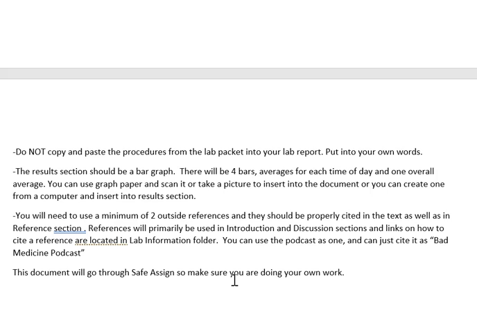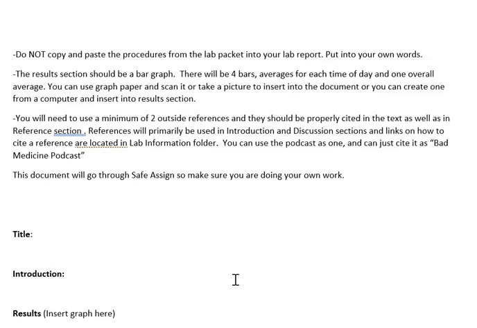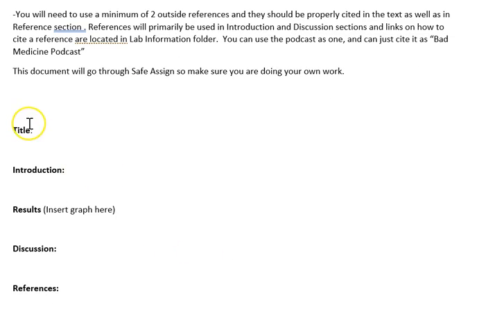You can make them with the graph paper that's included with the class, and then scan it or take a picture and insert the JPEG into this Word document. Or if you're good at Word or Excel, you can make the graph there, but it must be inserted into this document. Either way. Here's your title, just type it. Here's your introduction, type your introduction, put your graph in there, do your discussion, and then include your references.